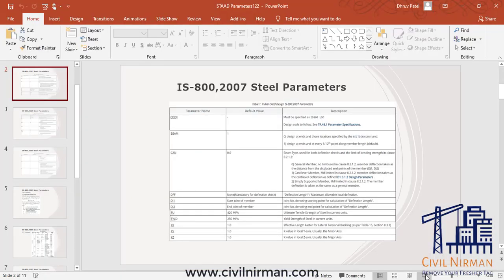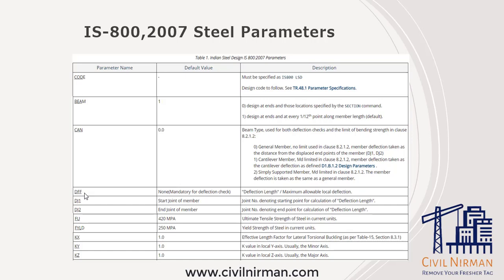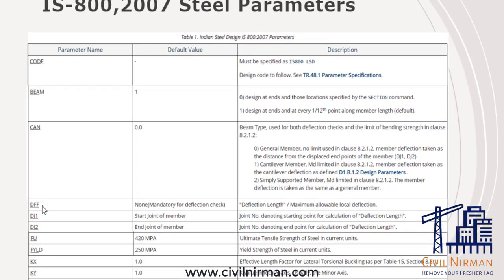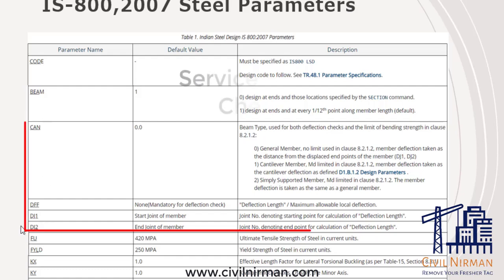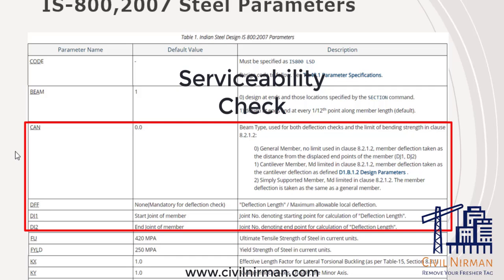Next in line, we have a parameter that's DFF. Now DFF, DJ1, DJ2 and the CAN command. These are the 4 commands that we have for a serviceability check.